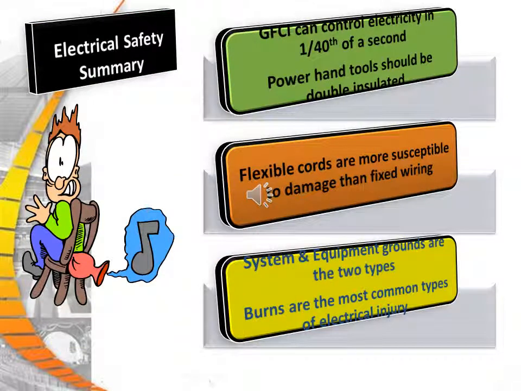Electrical safety summary. The GFCI can control electricity in 1/40th of a second, while power hand tools should be double insulated. Flexible cords are more susceptible to damage than fixed wiring, and system and equipment grounds are the two types of grounds that exist, while burns are the most common types of electrical injuries.